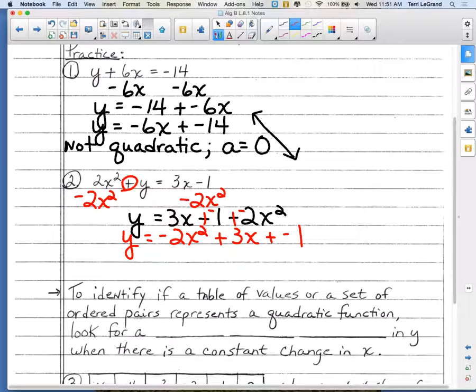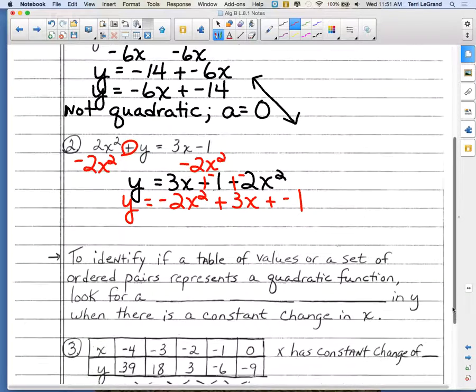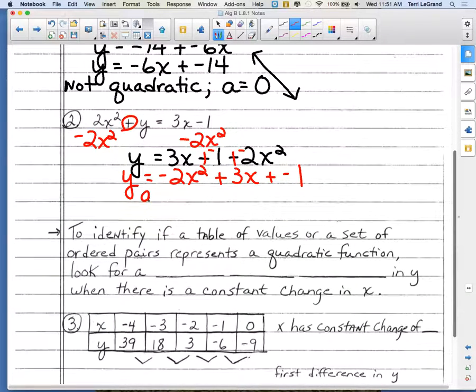Since you're convinced that it's quadratic, that means we should be able to identify A, B, and C. Let's do that. What's A equal? Negative 2. What's B equal? 3. And what's C equal? Negative 1. Okay, I want you to predict something about this parabola before you graph it. Predict something about this parabola.